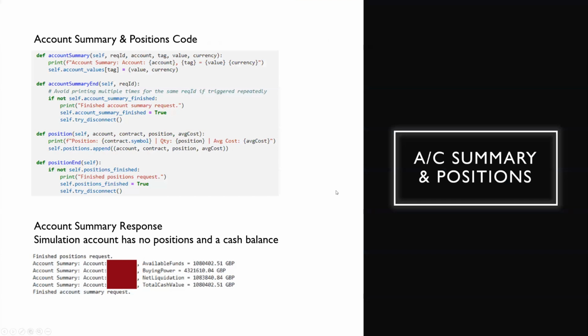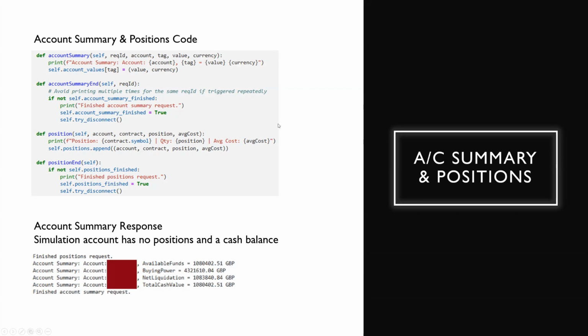Okay, so in terms of account summary and positions, how would that work in Python? What we saw in our last video was that we have a class where we inherit, and we set up a class for our app, and that will initialize the EClient and the EWrapper classes, which are the native classes from the Python API. And then these are extra methods that we're setting up.